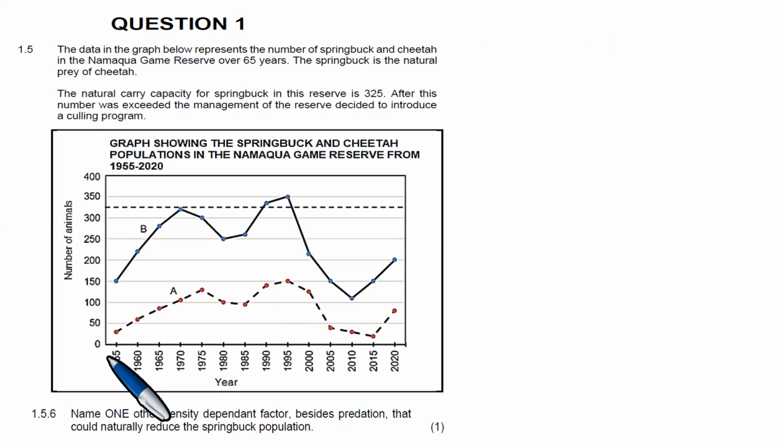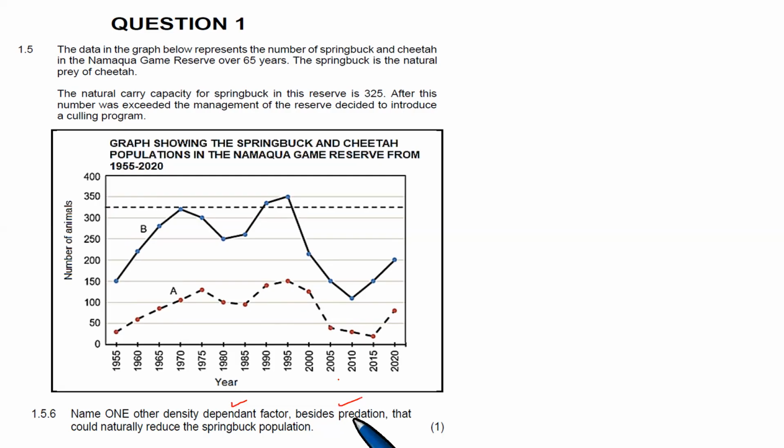Okay, we know the information about the game reserve. Name one other density-dependent factor besides predation that could naturally reduce the springbok population. We need to name one other density-dependent factor besides predation that could naturally reduce the springbok. So we're saying the springbok population decreased here, or it reduced, but there can also be another density dependent factor.